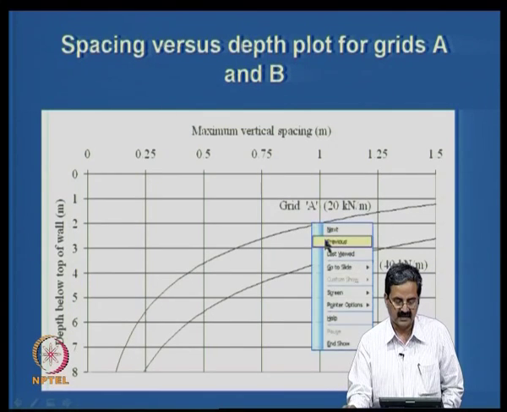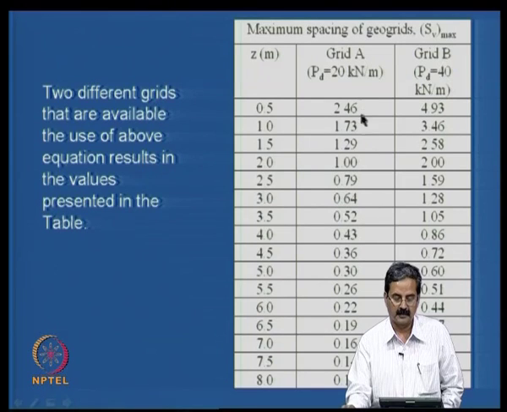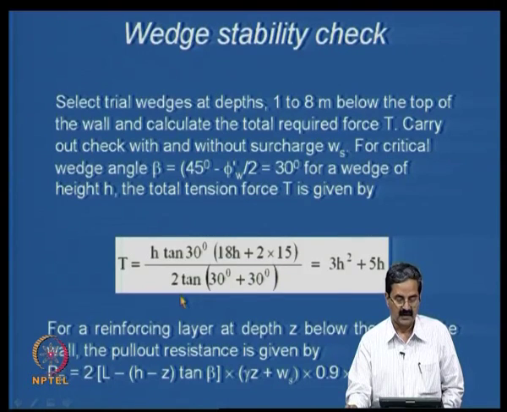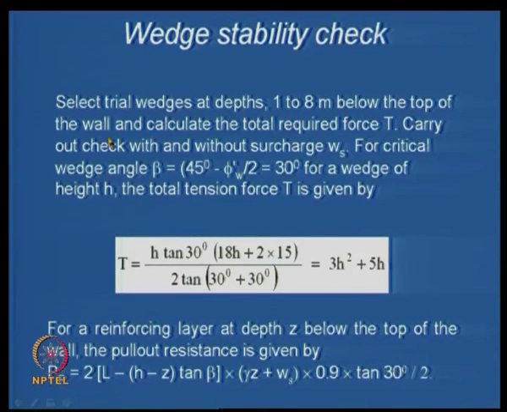So, one can construct a 0.5, just put in a simple Excel program and then get this and plot like this, you will get that information. But essentially, we are going for this case, and wedge stability check also can be done, and trial wedges can be done and calculate the total required force. This is one thing I just mentioned, and you have to calculate checks with and without surcharge.